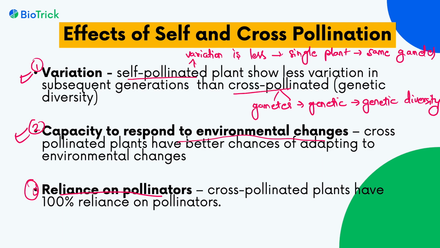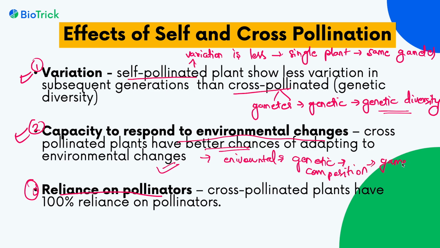So cross-pollinated plants show more variation than self-pollinated plants. Next is capacity to respond to environmental changes. Due to more genetic diversity, cross-pollinated plants have better chances of adapting to environmental changes. As the environment changes, the genetic composition also adapts, or genes also respond to these changes. And when genes change, genetic composition varies, gametes also vary. So they have better chances of adapting to the environment.